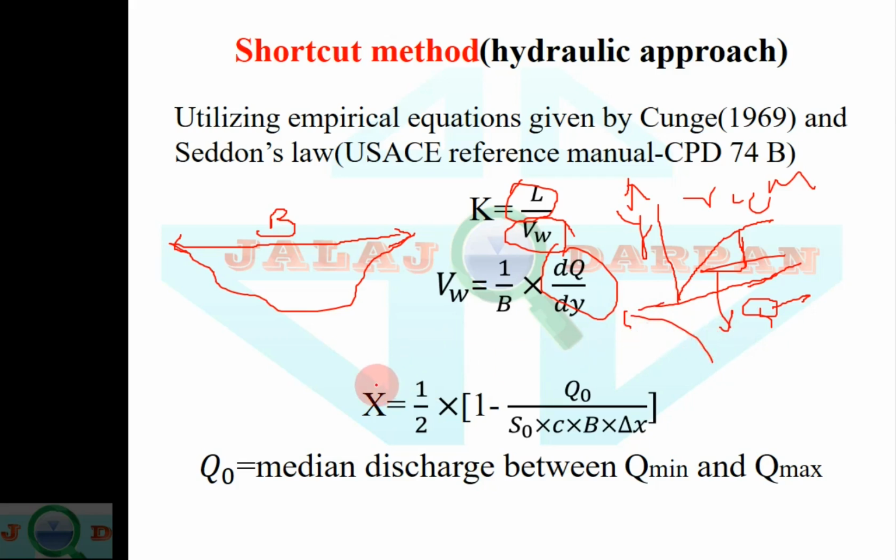And for the weighting factor X, another empirical equation is given, that is half into 1 minus Q naught divided by S naught into C into B into delta x, where Q naught is the reference discharge, that is the median discharge between Q minimum, that is the base flow, and the peak discharge, that is Q max.